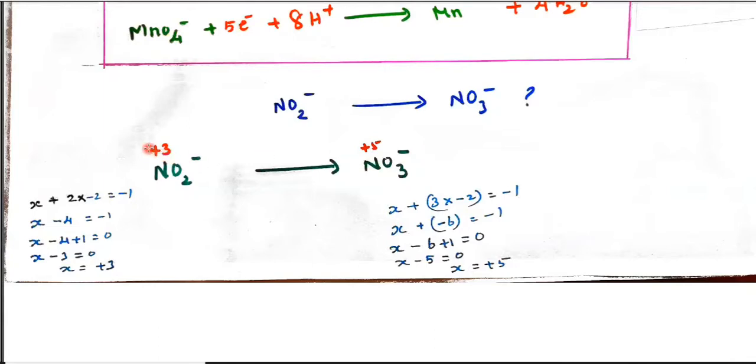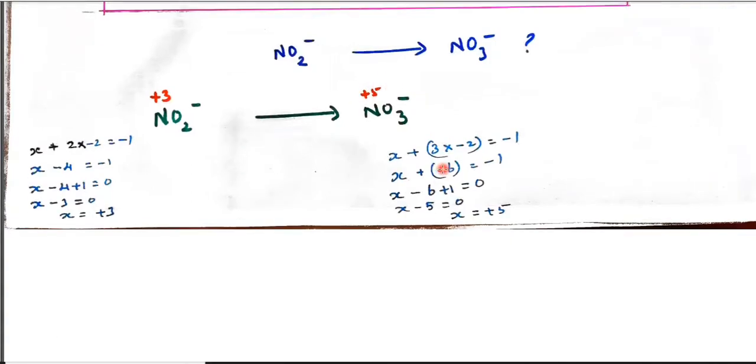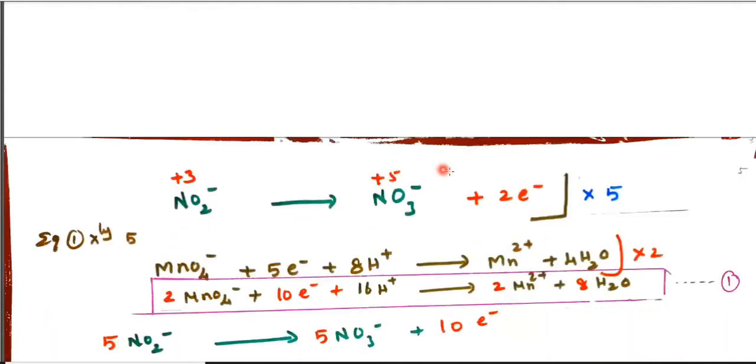Plus 3 is the oxidation number of nitrogen in NO2 minus. Find the difference between these two oxidation numbers. Plus 3 and plus 5, the difference is 2. So that is considered as 2 electrons. We are supposed to put the 2 electrons on the higher oxidation number side. So this side we should put 2 electrons. Here I have written 2 electrons.